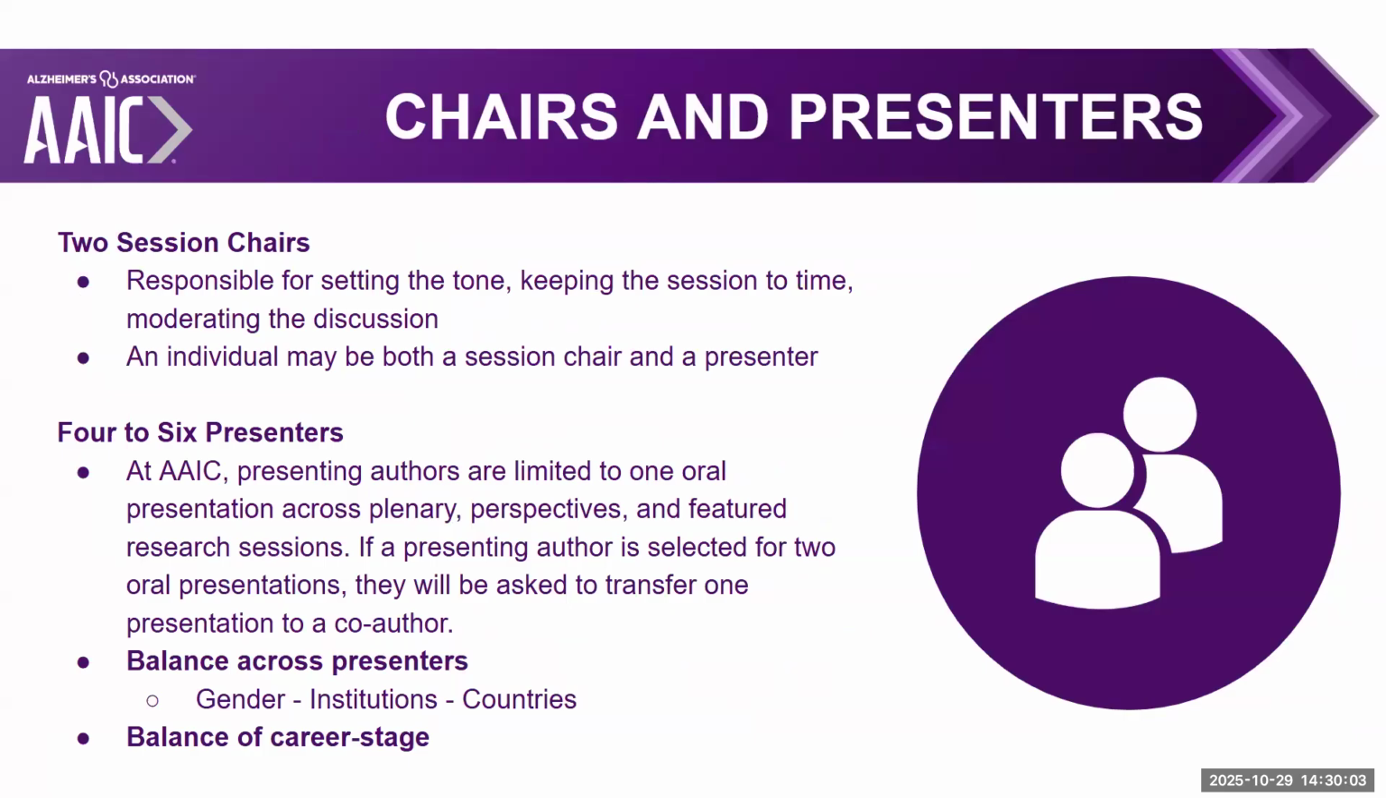Each session will have 2 session chairs, and they are responsible for keeping the tone and keeping the session to time and moderating the discussion as well. An individual can be both a session chair and a presenter, so they could have submitted an abstract within their session as well. And each presenter at AAIC is only limited to 1 oral presentation across plenary, perspectives, featured research sessions, and other sessions, because we want to make sure that as many people as possible get that podium time at our conference. You can submit as many abstracts as you like, but if you're selected twice, you may be asked to pass one on to a co-author.